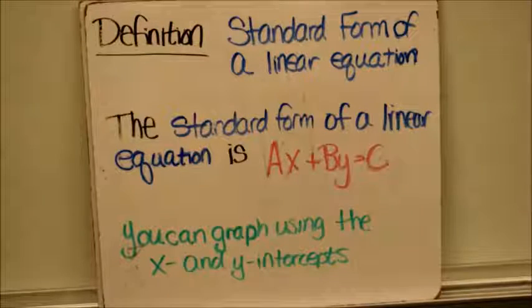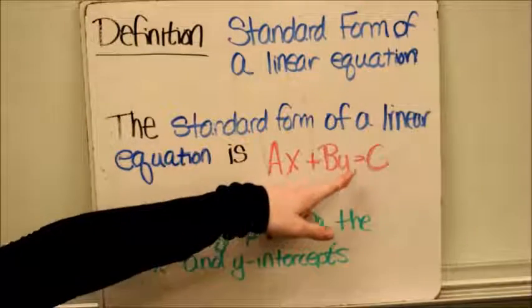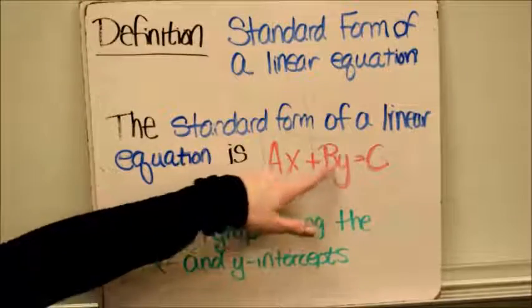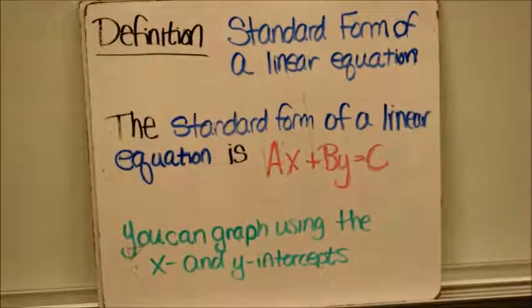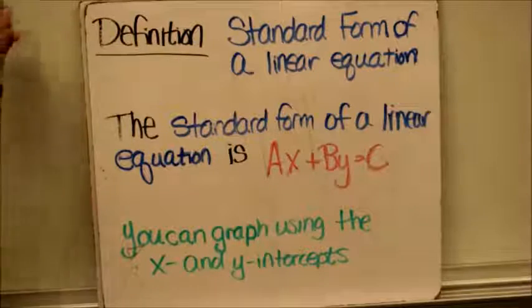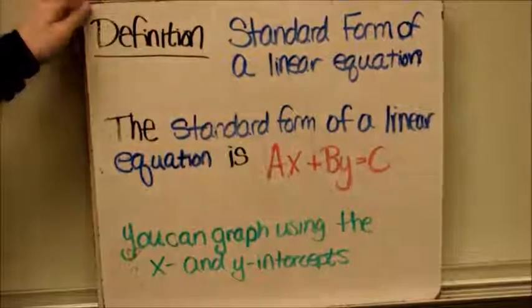So what is standard form? Standard form of a linear equation is ax plus by equals c, where a, b, and c all represent real numbers. And you can graph an equation in standard form by using the x and y intercepts. The x and y intercepts are just the coordinate points where the line intersects the x and y axes. And we'll demonstrate what that looks like.